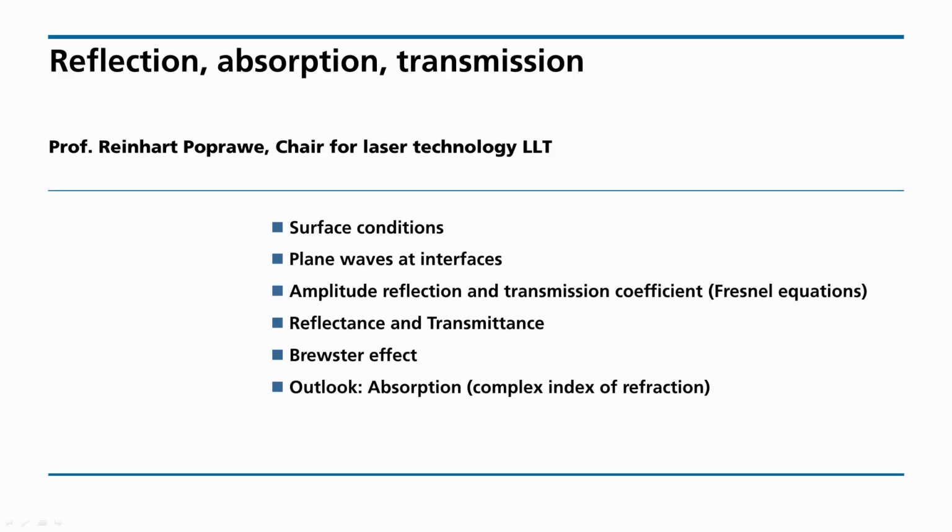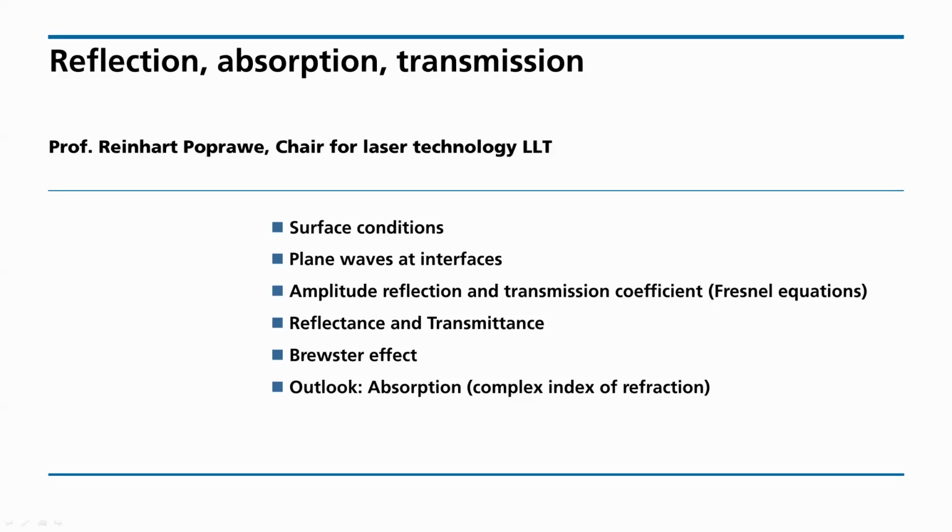The fundamental entry to all laser materials processing is the question: what happens if electromagnetic radiation, laser radiation, hits a surface? Basically, there are three things that can happen. It can be reflected, it can be transmitted, or it can be absorbed. So consequently, this session is structured according to these three characteristics.